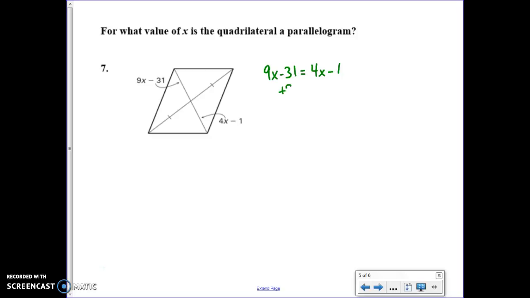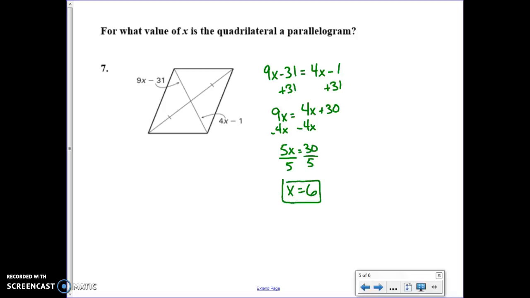So I'm going to add 31 to both sides. So I get 9x equals 4x plus 30. I'm going to subtract 4x from both sides. So I get 5x equals 30. I'm going to divide by 5. And I get x equals 6. And it just asks for what value of x. So we're finished there. We don't need to plug anything back in.